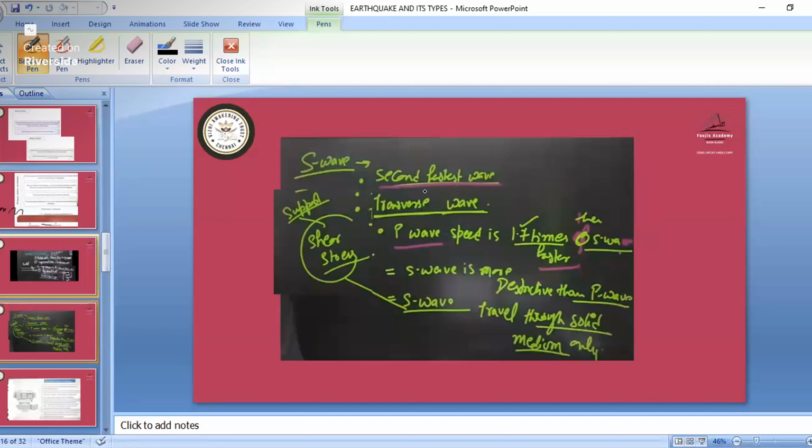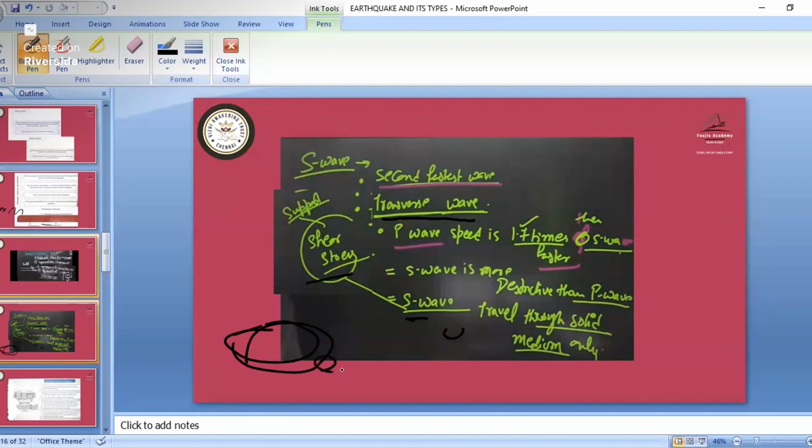Then the secondary wave is the second fastest wave, and it is a transverse wave. The P wave, the primary wave, is just 1.7 times faster than the secondary wave. The secondary wave is somewhat destructive because it travels in the solid medium. If it is traveling in a solid medium, there will be stress inside that medium. The secondary wave supports shear stress, while the primary wave does not support shear stress.